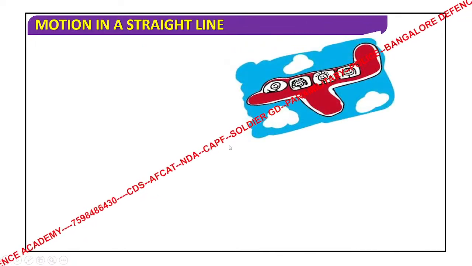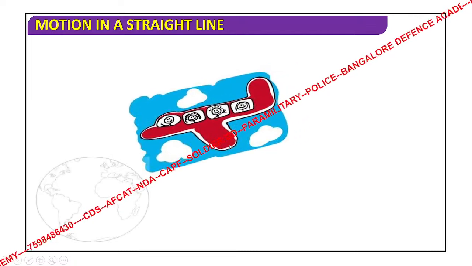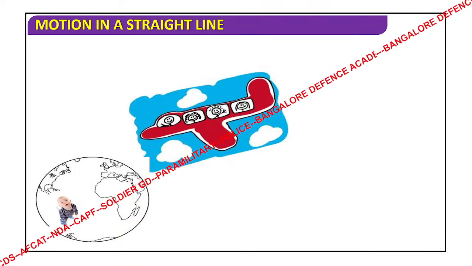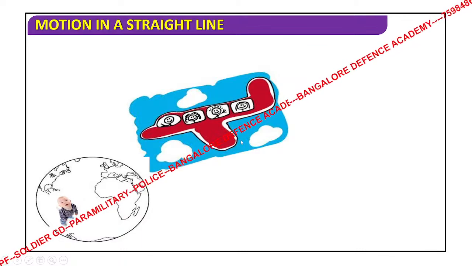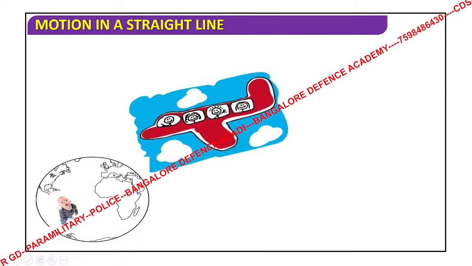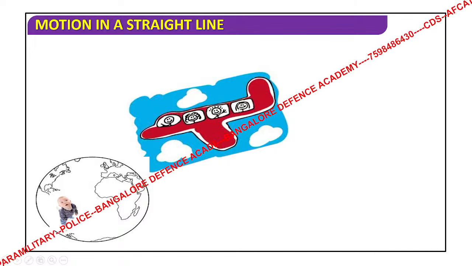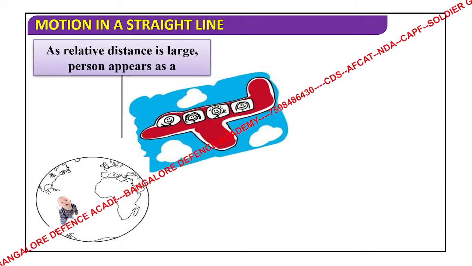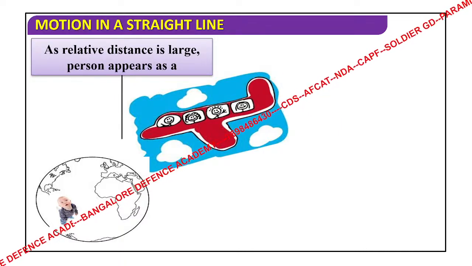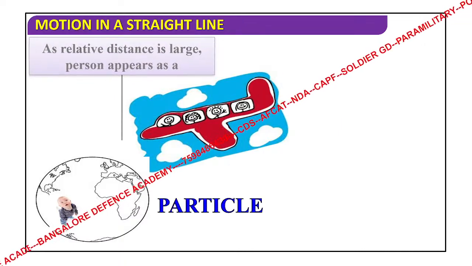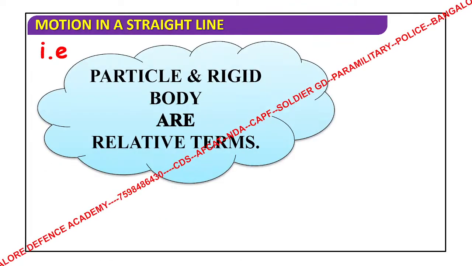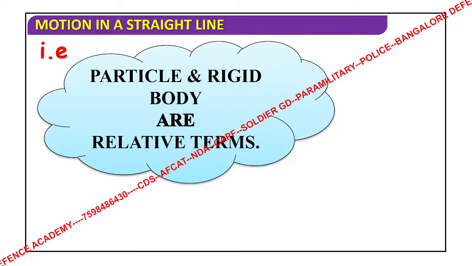Now imagine there is an aeroplane and it's flying in air, and this is Earth, and now here I am on Earth. You can see a kid looking towards that aeroplane. So if I see this kid from the aeroplane, it looks like a particle. Imagine you are in the aeroplane and you are looking down, there is a boy on Earth, so that boy will look like a particle. So as relative distance is large, a person appears as a particle. Got it? Next, particle and rigid body are relative terms. They are all relative terms.